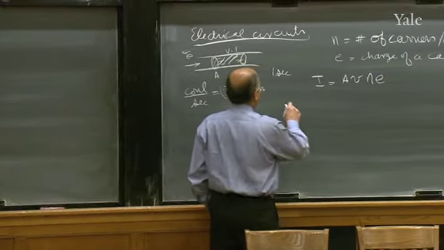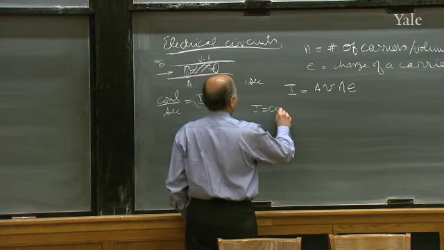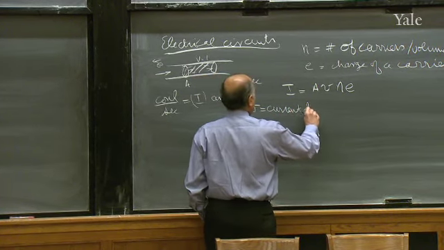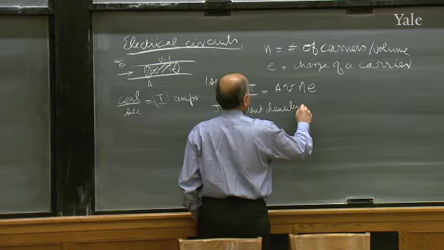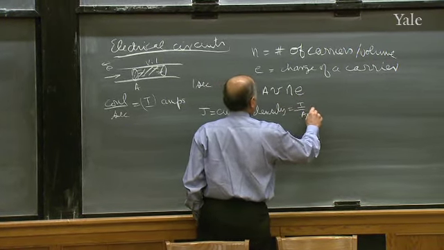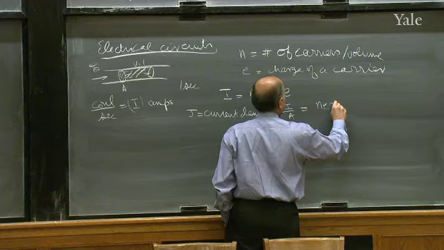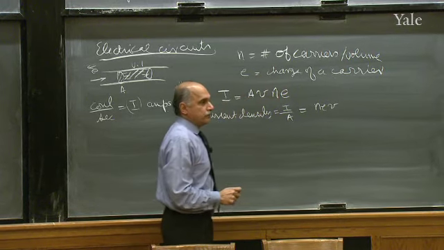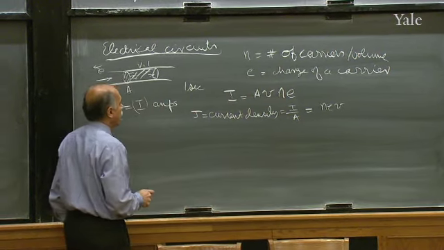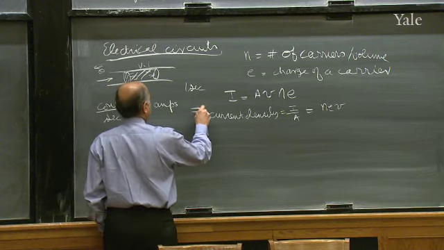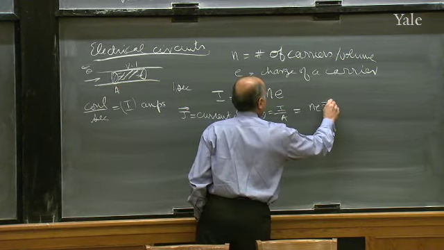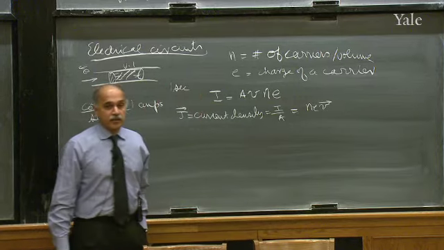So we like to define a quantity called the current density, which is the current per unit area. That will be equal to nev. And actually, current density is a vector. Because the velocity is a vector, you can make it a vector like that.